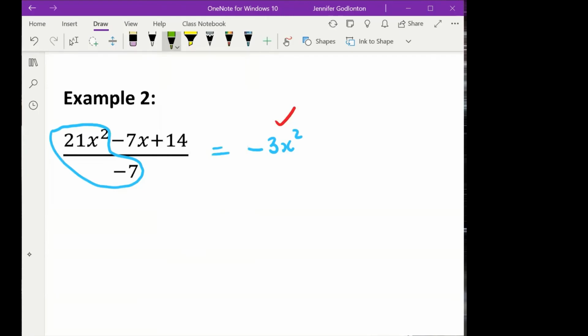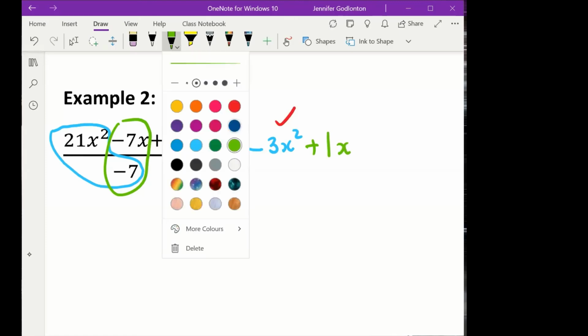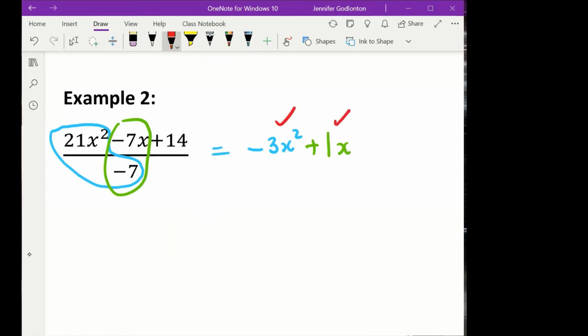Then we look at our second term. We've got a negative divided by a negative, which is a positive. 7 divided by 7, which is 1. And then we've got our x chilling there. So if you got plus x or plus 1x, give yourself a second mark.